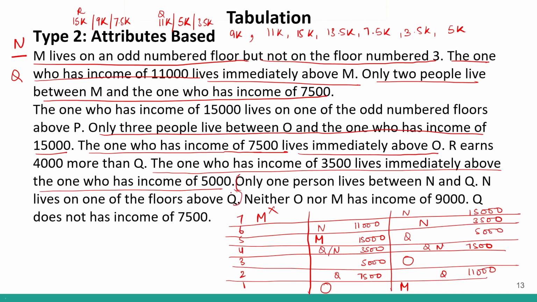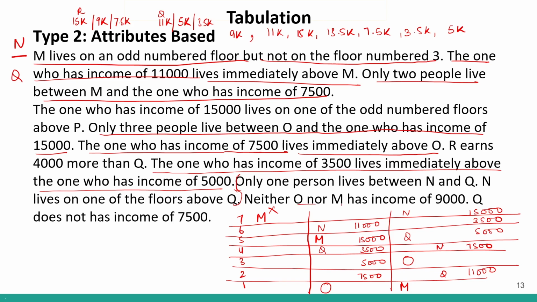Now, what are the possible incomes of Q? Possible income of Q is 3.5K or 5K or 11K. If Q's income is 3.5K, Q can come here but not here, because here the income is 7,500. Similarly, in this scenario, the possible income of Q is 5K and 3.5K, so Q cannot come here. Correct? And 11K, so Q can come here. Now we have two possibilities.